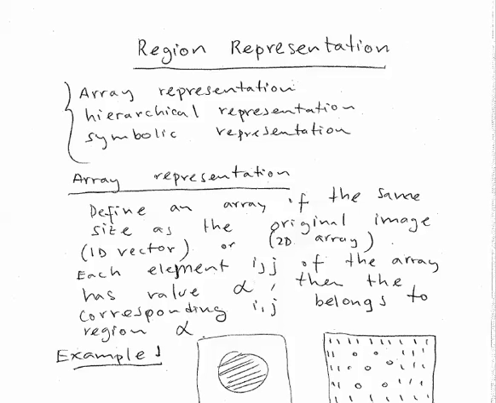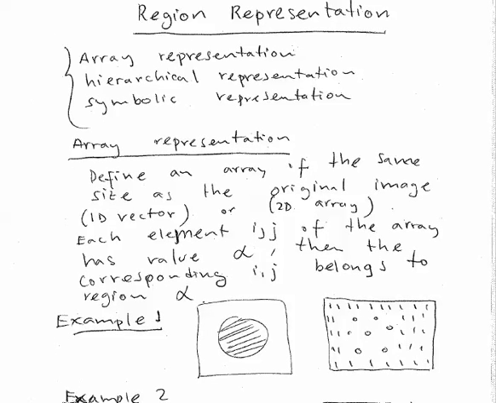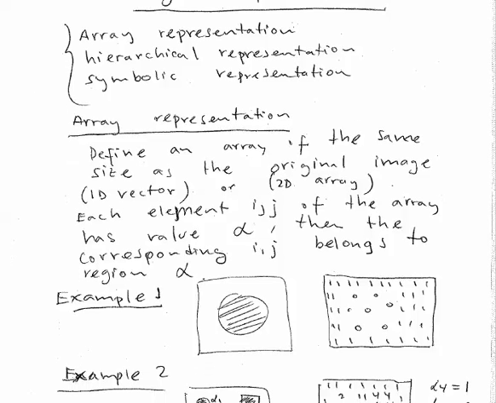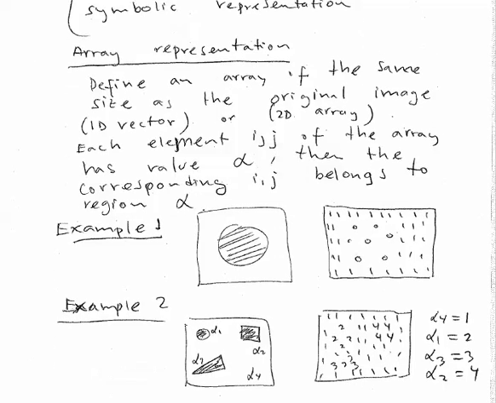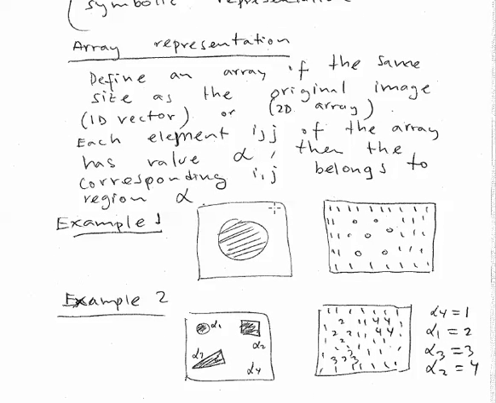The first one, array representation, is kind of similar to what we did with the threshold, because in an array, we define and structure an array that is the same size of the original image, whether we're representing a 1D vector or a 2D array, and we're mapping each of the elements of the image with an alpha value in the corresponding region.